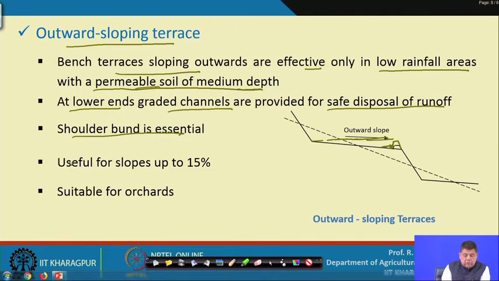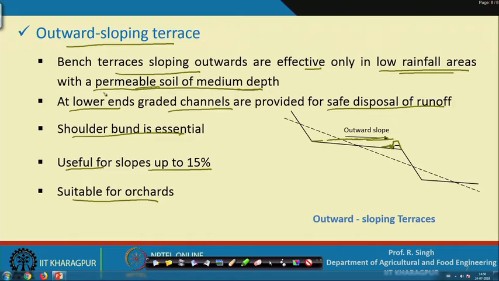And these outward sloping terraces are useful for slopes up to 15%. That means their adaptability is limited to slopes of 15%, and they are suitable for orchards. So, wherever orchard plantation has to take place, or wherever the slope of the land is limited to 15%, then we go for outward sloping terraces, provided it is a low rainfall area and medium depth soil of permeable, higher infiltration capacity is available.